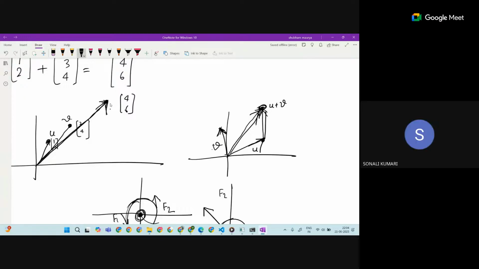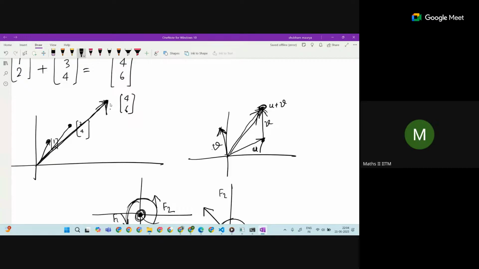No, no, I'm talking about the next graph. This one, okay. This longer one is the resultant, which equals u plus v, right? And that shorter one is v that you're shifting. Yes, this is v, and this is u.